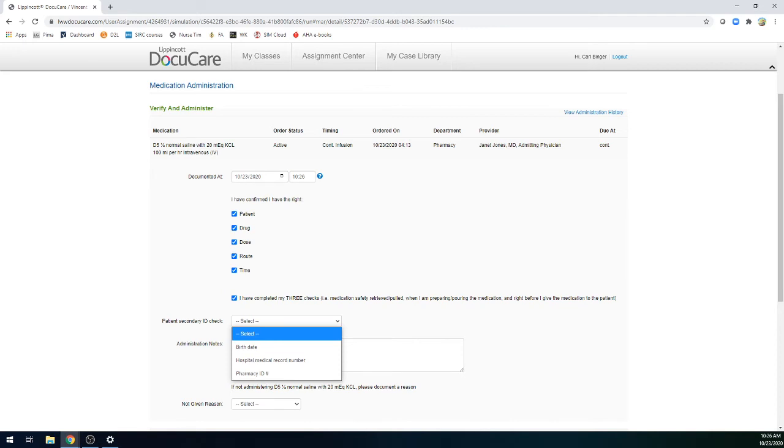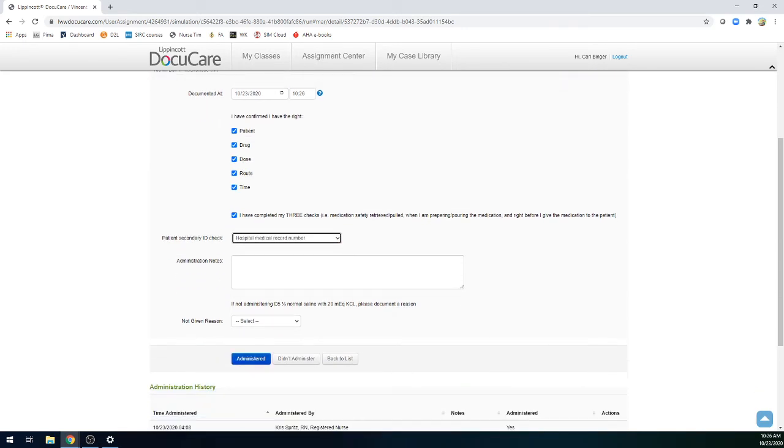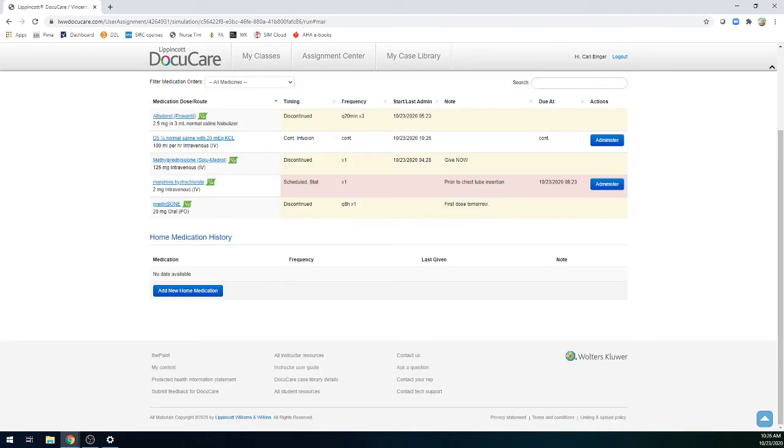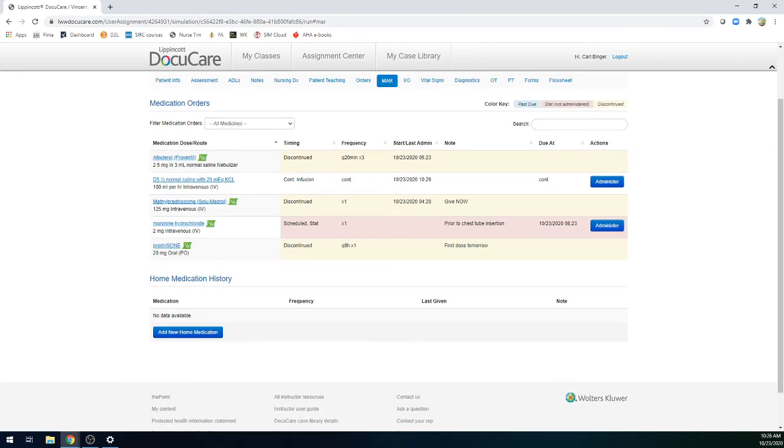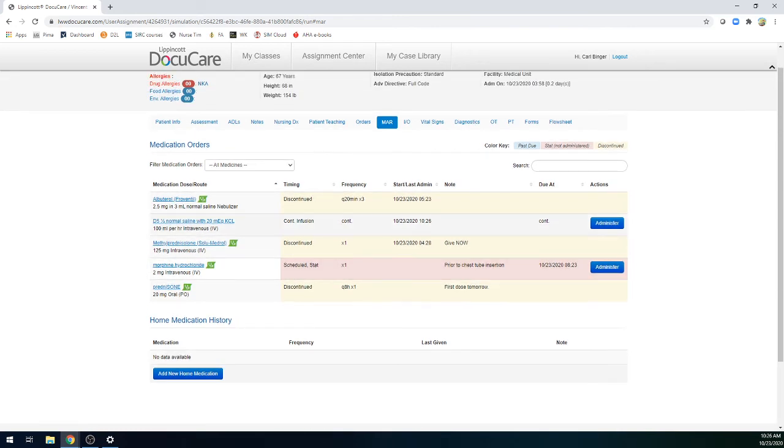Patient secondary check. Medical record number. And administered. Right. That way it shows up for me that you looked at it and you administered this. You checked on it. Okay? So I know there's some confusion on those. The morphine, again, administer it. Don't forget to administer it.